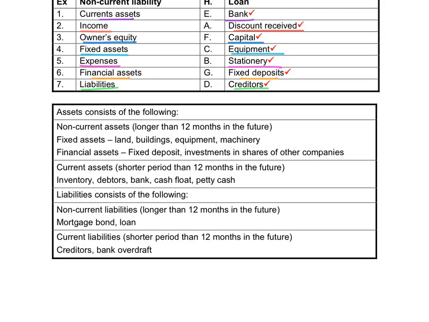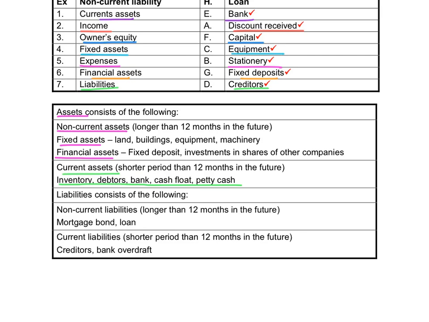It is very important to know what assets, liabilities, equity is. So assets consist of non-current assets that you will use for more than 12 months in the future, and that could be fixed assets or it can be financial assets. Current assets is for a shorter period than 12 months in the future, and that could be inventory, debtors, bank, cash float, or petty cash.